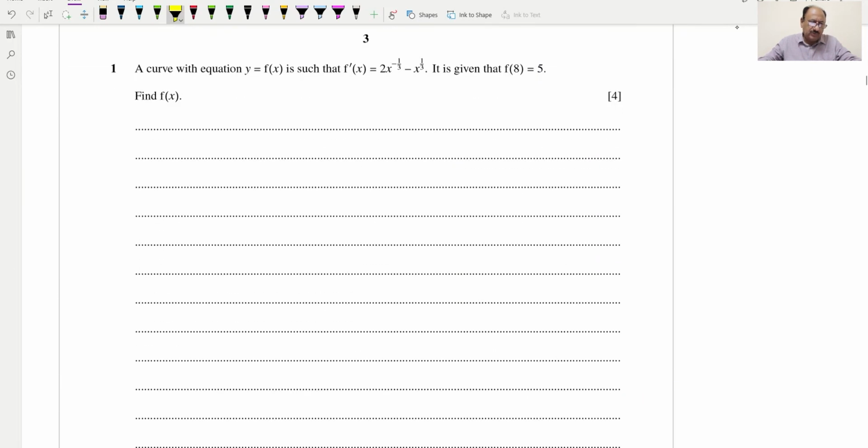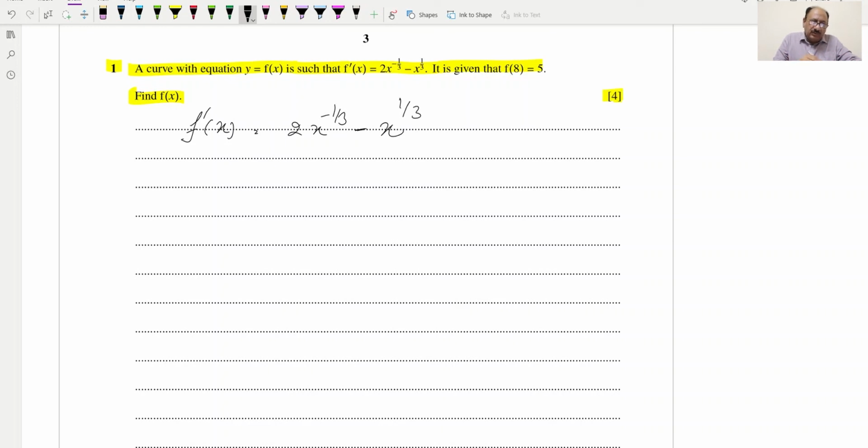Question 1 says a curve with equation y equal to f(x) is such that f'(x) is given. It is given that f(8) is equal to 5. Find f(x), and this is a 4 mark question. f'(x) is given. We can rewrite f'(x) as 2x^(-3/2), 2x^(-1/3), and minus x^(1/3).